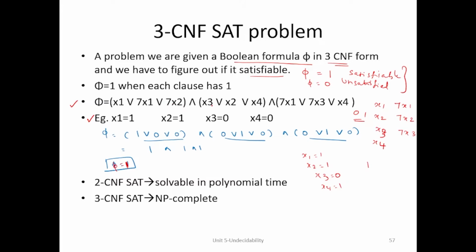Second clause: x3 is 0, x2 is 1, negation of x4 is 1. So the answer is 1 for the second clause. In the third clause, negation of x1 is 0, negation of x3 is 1, x4 value is 1. So the answer is 1. The final answer is 1, so pi is 1 for these values also.